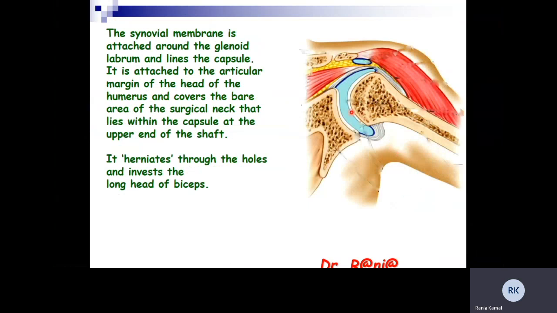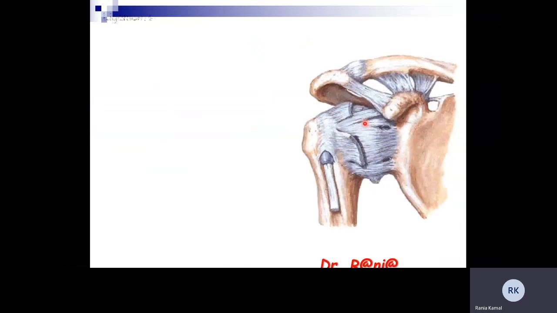The synovial membrane lines the capsule, and it is attached to the margins of the glenoid labrum, and to the articular margins of the humeral head, and it will cover the part of the neck of the humerus which lies inside the capsule of the joint. It will herniate to cover the long head of biceps.